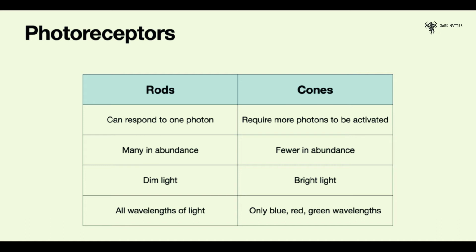Rods prefer dim light, so they work best in this type of light, while cones, since they respond to color, prefer bright light. Since rods respond to all visible wavelengths, there's only one type of rod, but cones respond to one of three colors, so there are three types of cones, each for the different wavelength that corresponds to blue, red, or green.